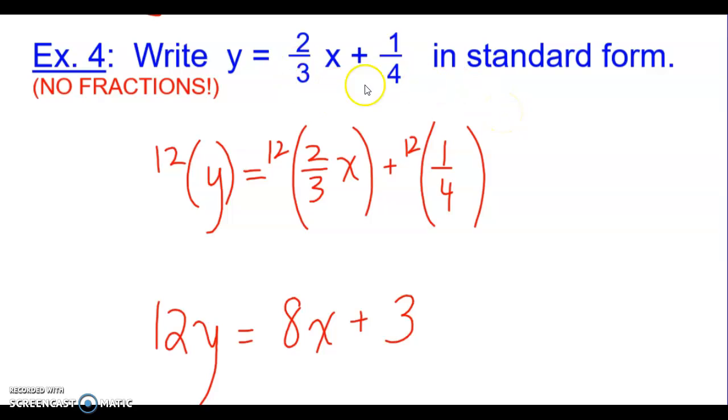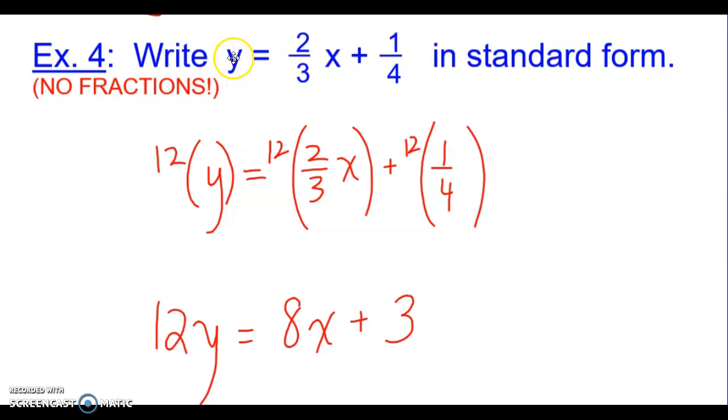What is the number that they both divide into that will clear my fractions? Well, that number will be 12. I could pick 24 or 48, of course, but the bigger the number, the more work involved, and it's not simplified. So we try and choose the smallest one. So our smallest is 12.